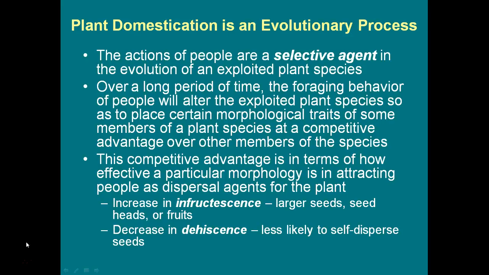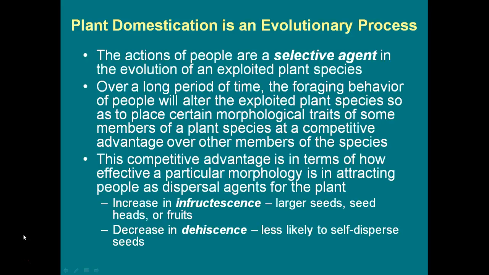Plant domestication is an evolutionary process where the actions of people are a selective agent in the evolution of a plant species that is exploited as food. Over a long period of time, people's foraging behavior will begin to alter the exploited plant species so as to place certain members of a population of that plant at a competitive advantage over other members of the population.